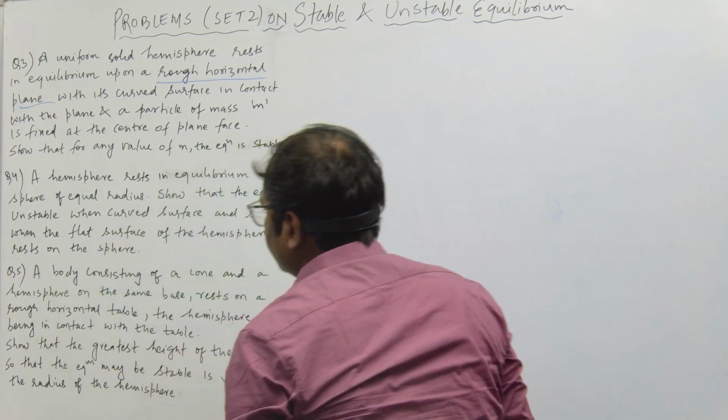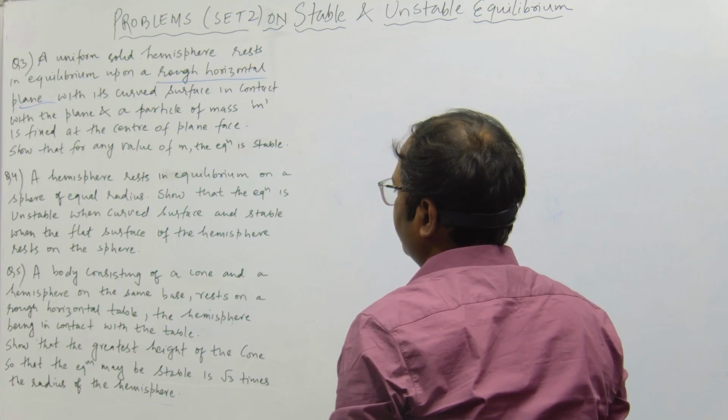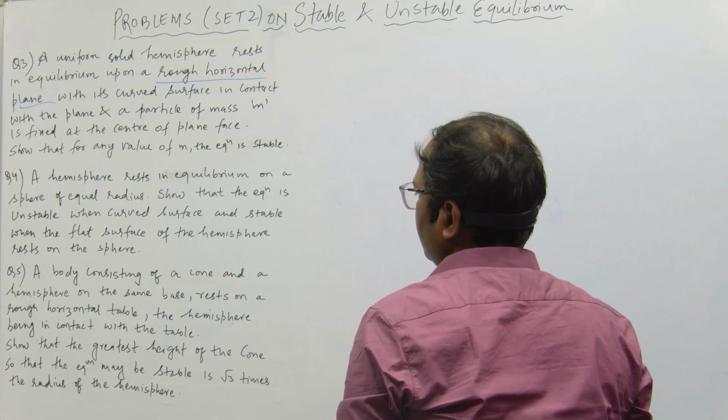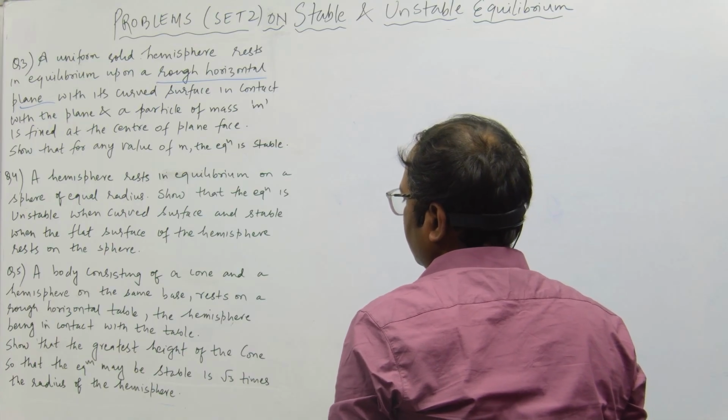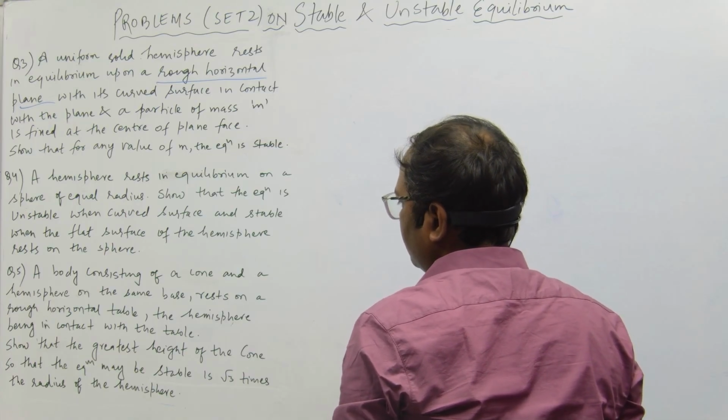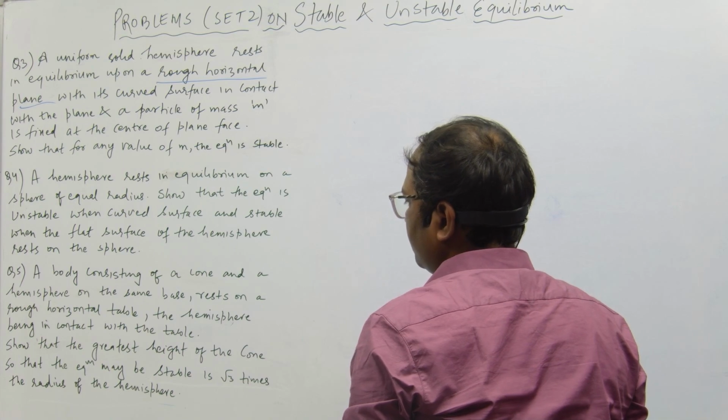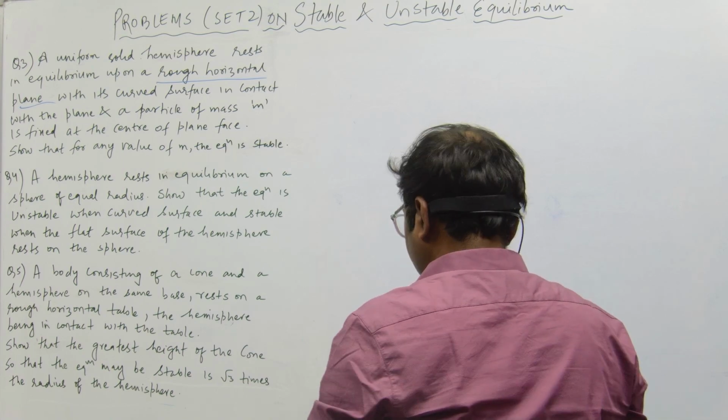So what is given in the question? A body consists of a cone and a hemisphere on the same base rest on a rough horizontal table. The hemisphere being in contact with the table, show that the greatest height of the cone so that the equilibrium may be stable is root 3 times the radius of the hemisphere. Okay, so let us solve this.